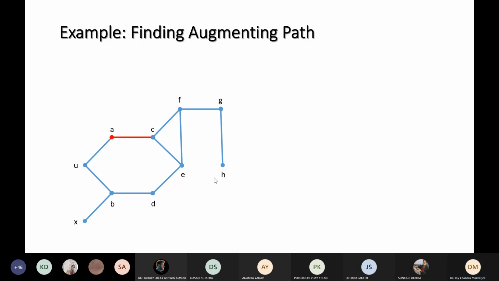So today I will send you three different things. The first is the normal matching slide that I have discussed with you. The second is this slide, and the third is the original paper by Edmonds. It was discovered in 1965. So these three things I will share with you today.